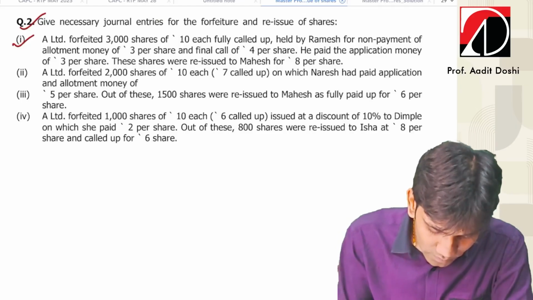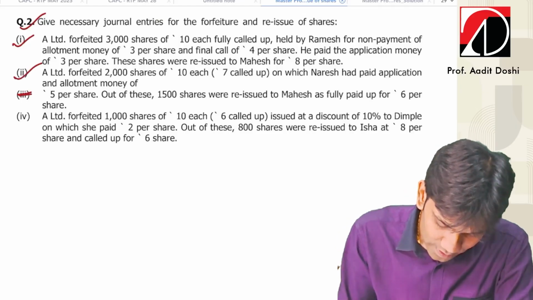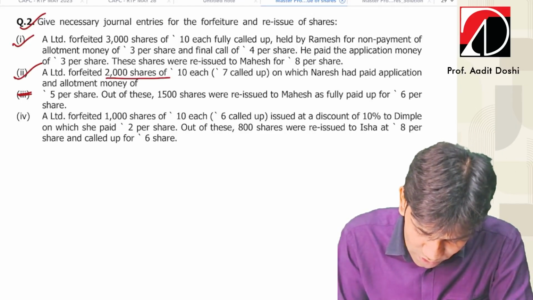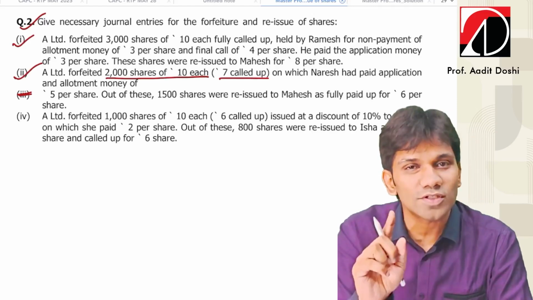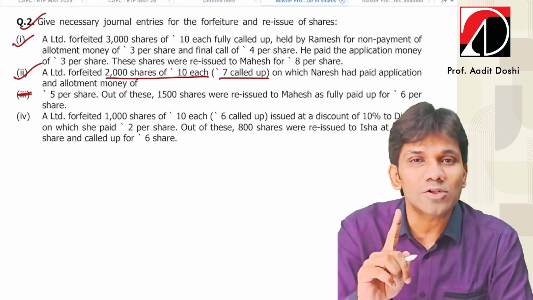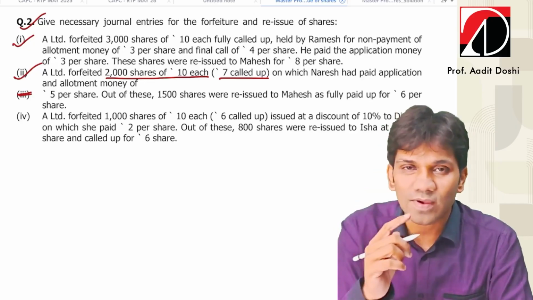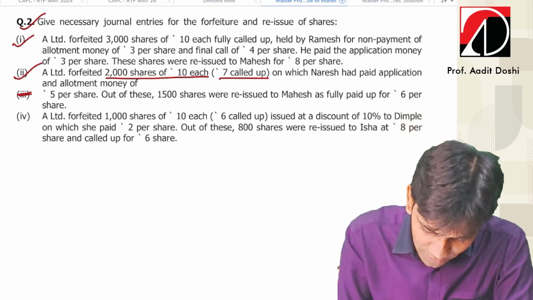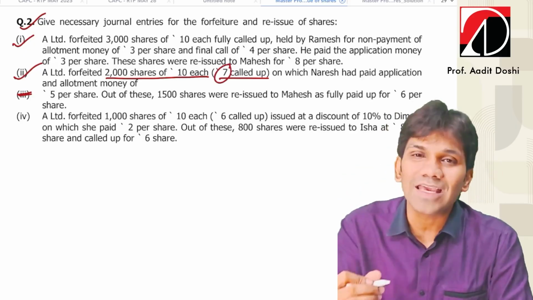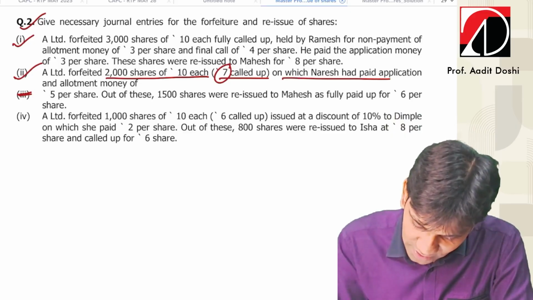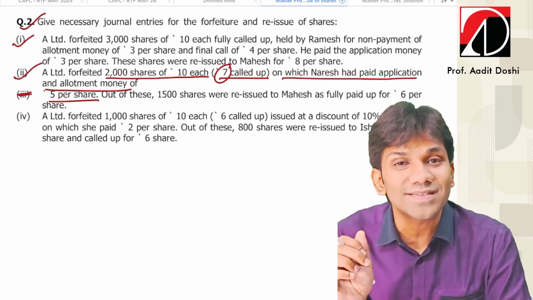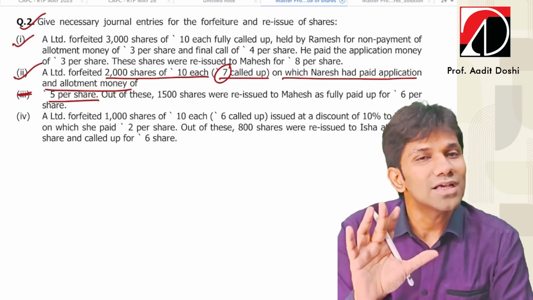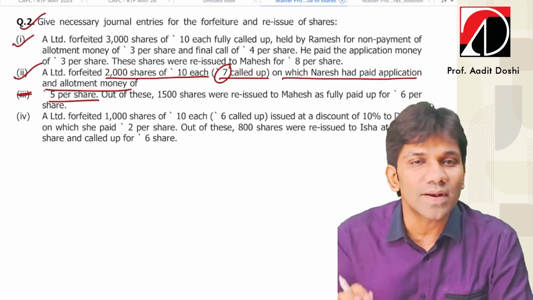Now case number 2. A Limited forfeited 2,000 shares of 10 each, 7 called up. So how many shares? 2,000 shares forfeited, face value is 10, but 7 called up. So share capital should be debited or credited with face value or called up, whichever is less. So here I will take called up amount because इतना ही call किया है company ने, on which Naresh has paid application and allotment money of 5%. So out of rupees 7, 5 has been paid by the shareholder. So 2 has not been paid by the shareholder.